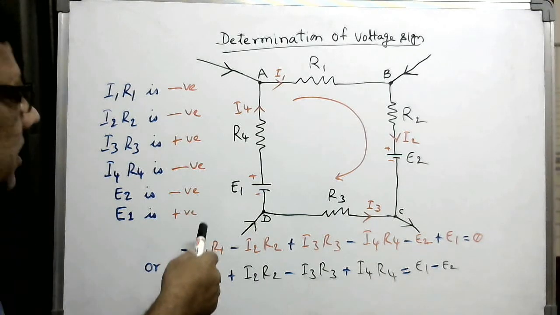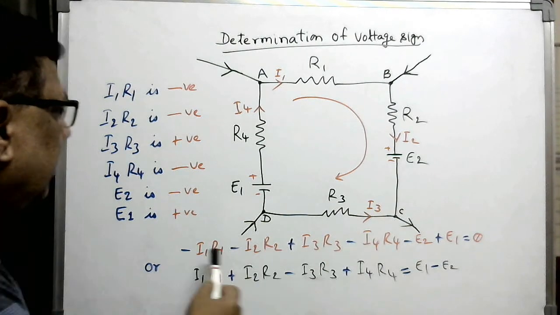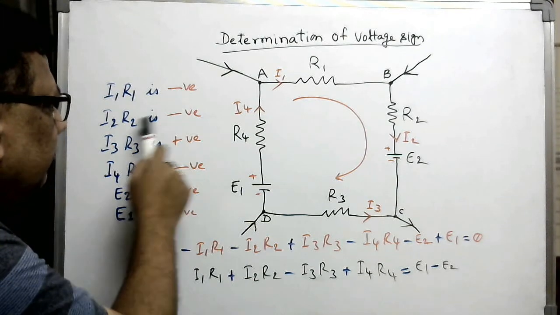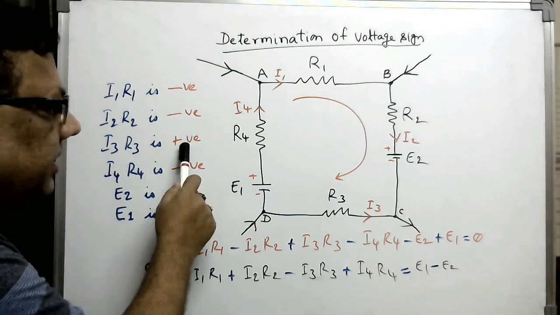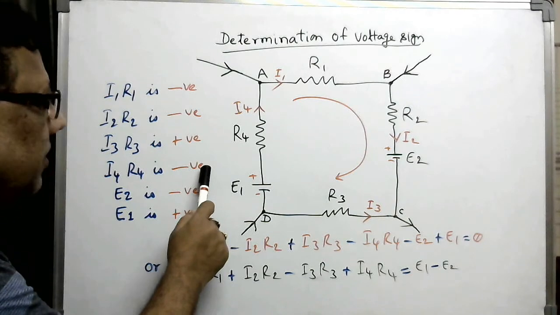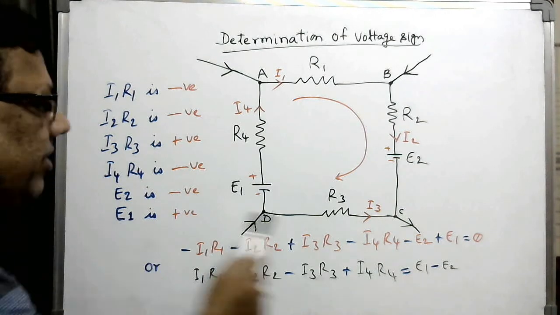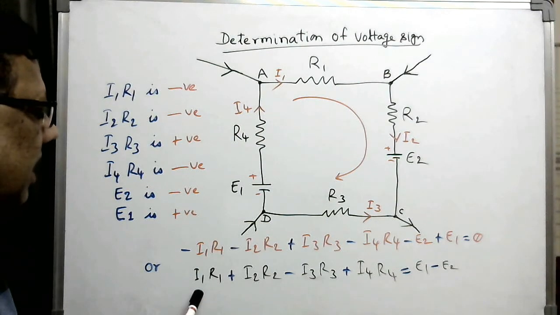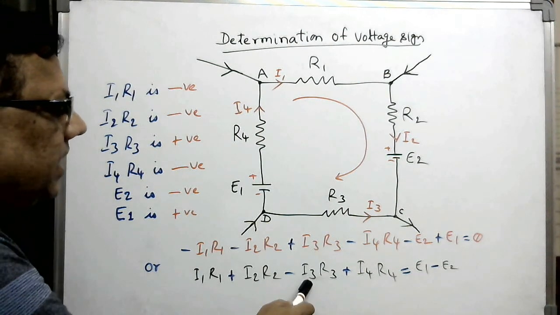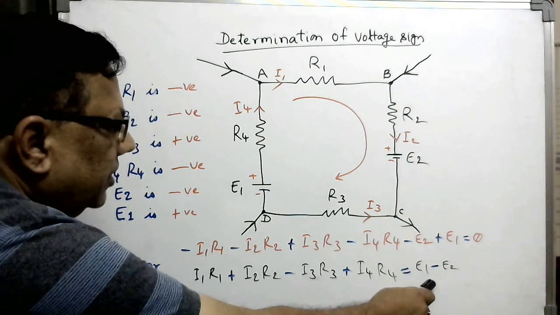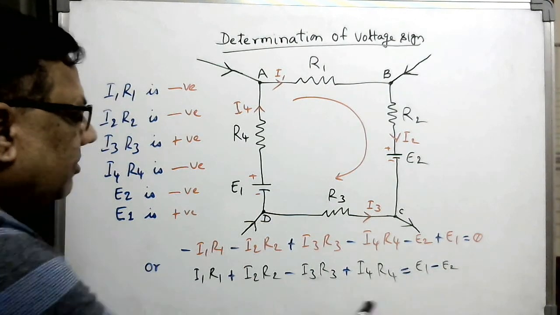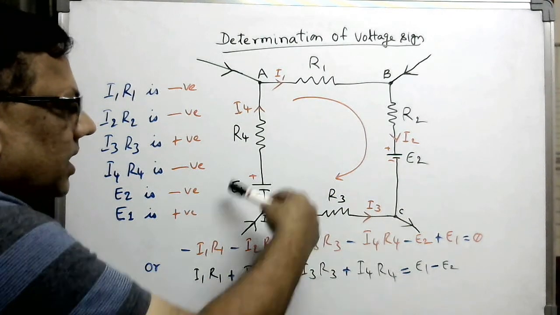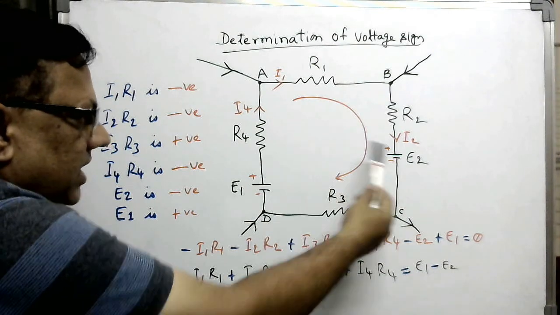From this, when we make an equation: minus I1 R1, minus I2 R2, plus I3 R3, minus I4 R4, minus E2, plus E1 is equal to 0. That is, I1 R1 plus I2 R2 minus I3 R3 plus I4 R4 equals E1 minus E2. That is, the sum of the voltage drops across the resistors is equal to the algebraic sum of the EMFs.